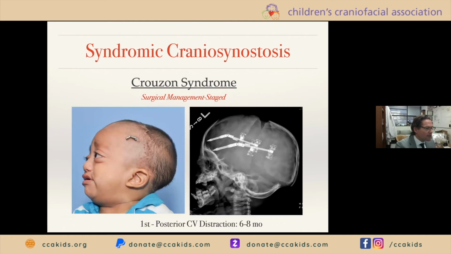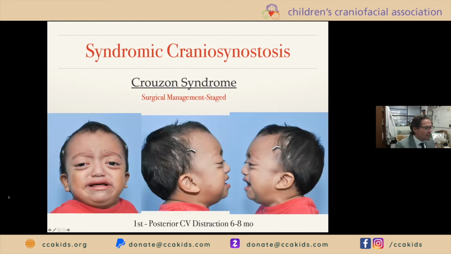So here he is after we've done the distraction. You measure this out, it's about 2 centimeters, and so we're able to really increase the cranial volume. Then here he is with the distractors coming through the skin. Sometimes they come through the skin, sometimes they don't. Kids usually aren't affected by them. Here's the incision that we use. And here he is, I think, right before we went to take the distractors out.